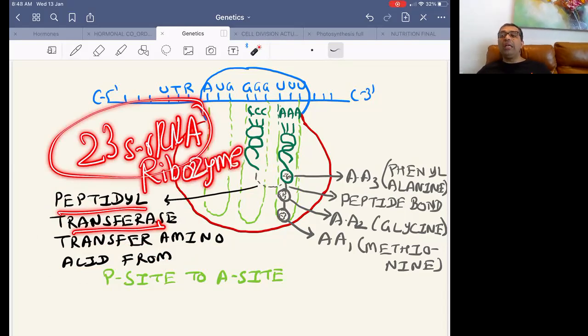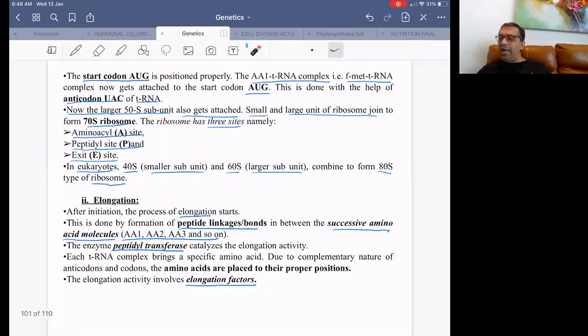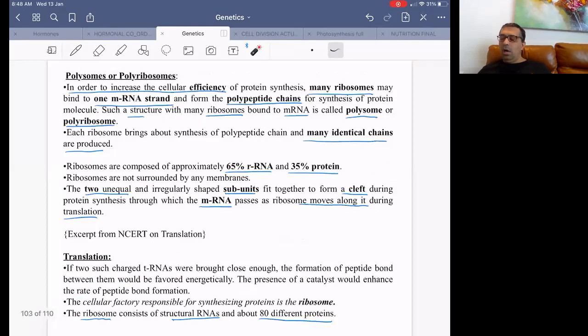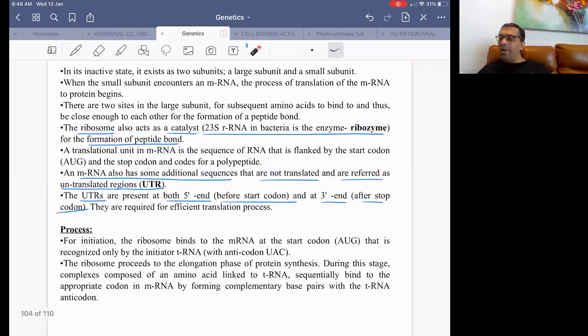Ribozyme. So याद रखना, rRNAs also act like enzymes. And rRNA not only forms ribosome, it also acts like enzyme. 23S rRNA ribozyme transfers amino acid from the P site to the A site. So ये होता है यूकैरियोट्स में peptidyl transferase, and prokaryotes में 23S rRNA is the enzyme ribozyme for the formation of a peptide bond.